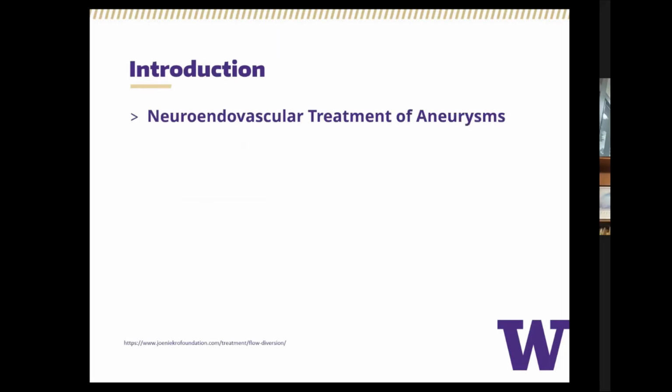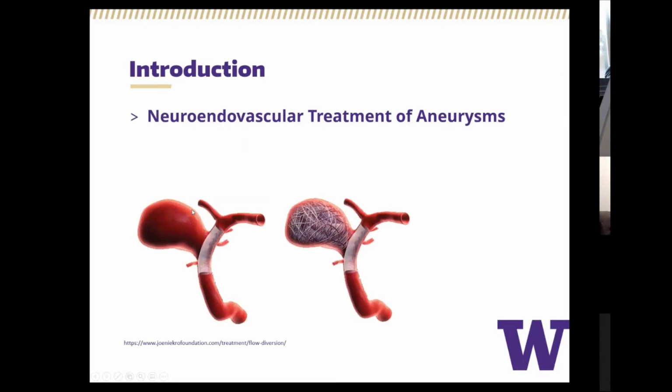So in terms of an introduction, just to set the stage, we have to define what an aneurysm is. An aneurysm is essentially a weakening of the blood vessel wall. Then you have this outpouching, which can cause compression, and eventually it can potentially burst. There's a variety of ways we can try to treat aneurysms, especially aneurysms in the brain.